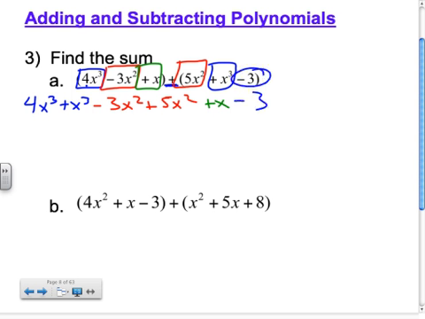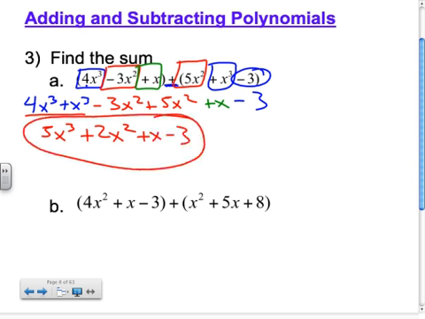And now I combine all my like terms. These have the same degree. 4x to the third plus 1x to the third leaves me with 5x to the third. Negative 3x squared plus 5x squared is 2x squared. And then the x and the minus 3 are just going to stay by themselves there at the end. Okay, so that would be the sum of those two polynomials.